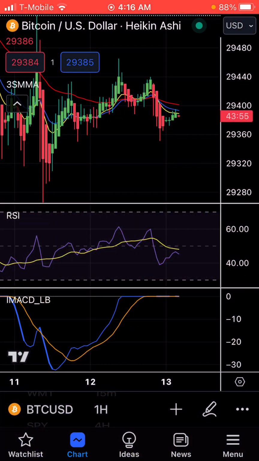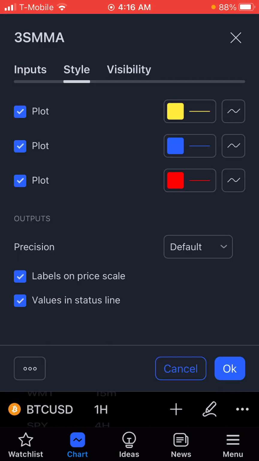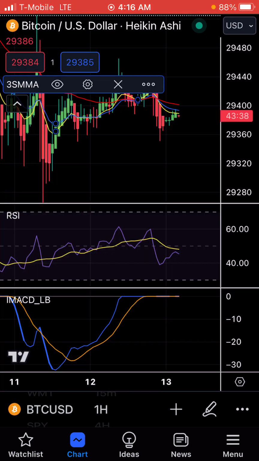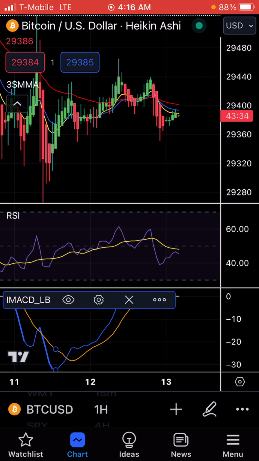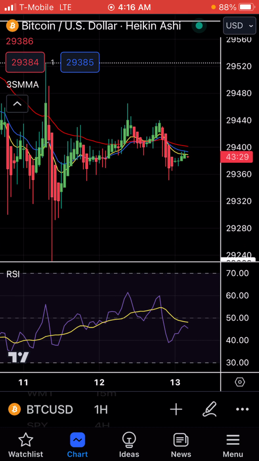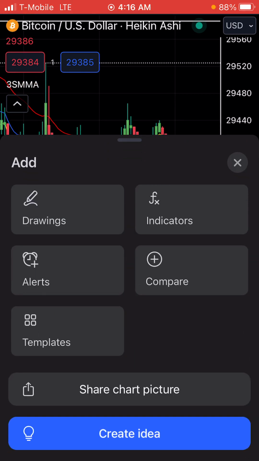Okay, so I'm going to use Bitcoin as an example. Even though I use RSI and the Impulse MACD, I'm going to have to remove one of these. I use the three smooth moving averages, and I have 5, 8, and 20. That's my main formula that I use for trading. But I'm just going to remove the Impulse right now, and we're going to load up the auto Fibonacci.